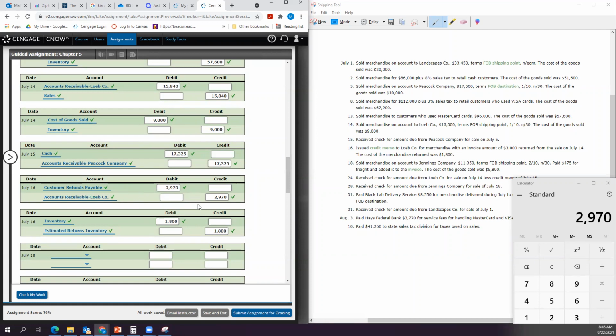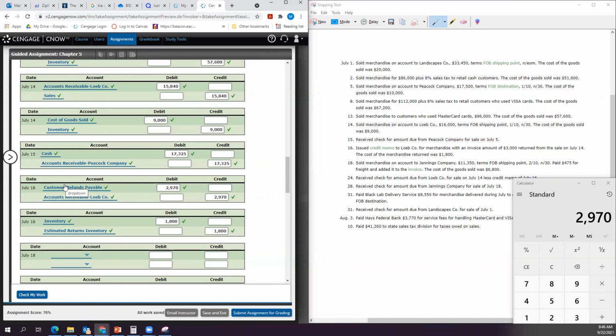I guess because what we're doing is we're reducing accounts receivable, so they no longer owe us this $2,970. And then there's no refund payable here because we never received the money. So we wouldn't be reducing any payable account. We would use this account as people return stuff to us and we owe them refunds.